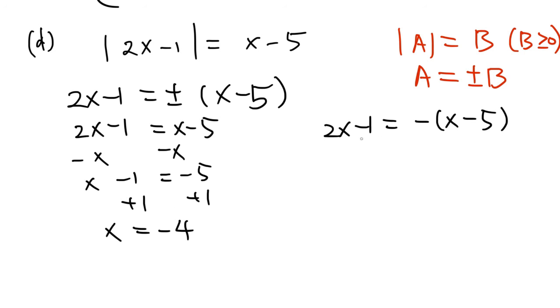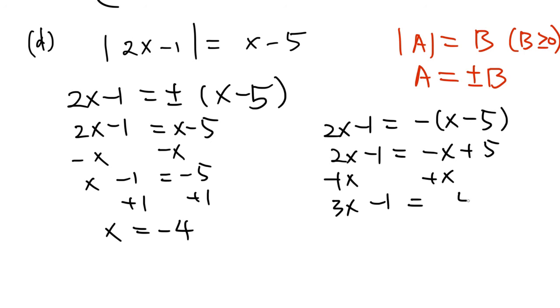Let's solve the second equation. We have 2x minus 1 equals negative x plus 5. Add x to both sides. 3x minus 1 equals 5. And add 1 to both sides. We have 3x equals 6. Now if you divide both sides by 3, we've got the second solution, x equals 2.